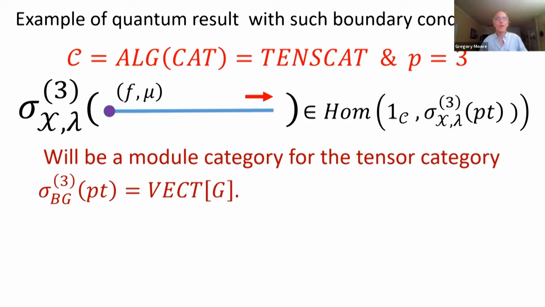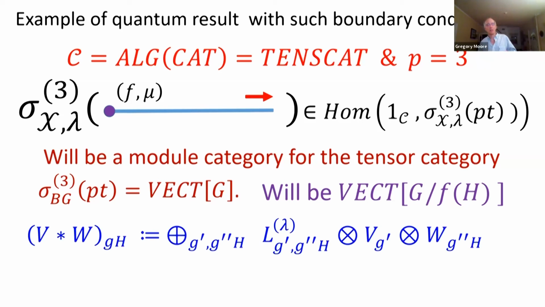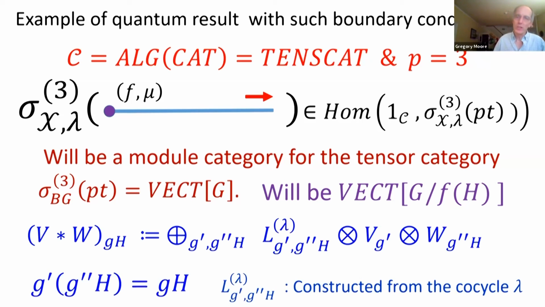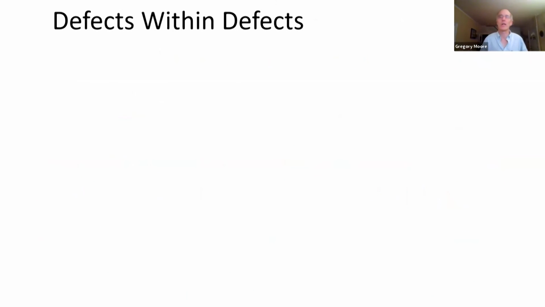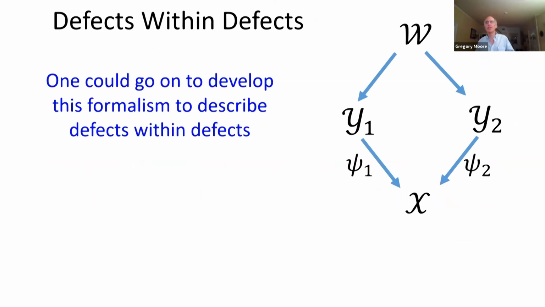Well, I said before that sigma 3 on a point is the tensor category of vector bundles on G. And then a theorem in math says that the general module category for that is vector bundles on G mod H. And the module structure is described by a kind of convolution formula, again, where if there's a cocycle around and we're doing Dijkgraaf-Witten theory, we twist by some line bundle constructed by the cocycle lambda.